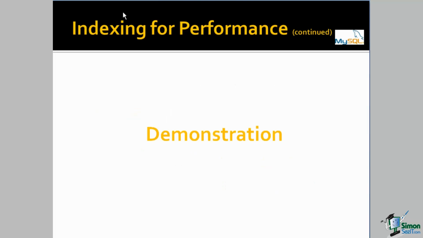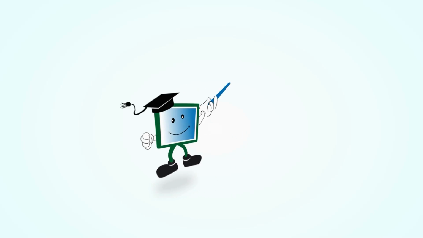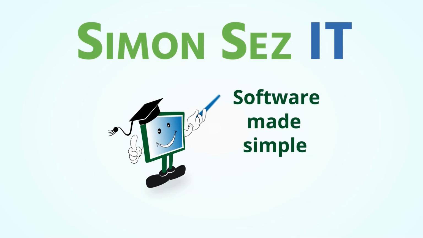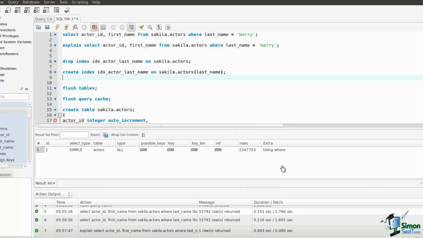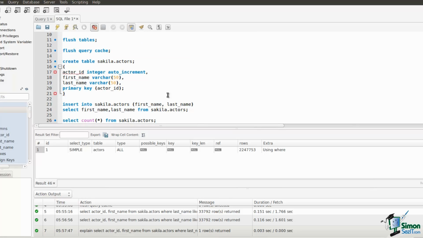So let's go look at some code. In this demonstration, we're going to examine the impact of indexing on the database performance. And to do that, we've created a table in the Sakila database. And this table uses the data from the native table actor.